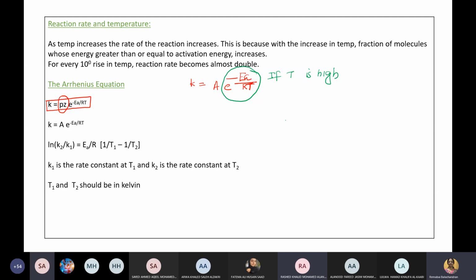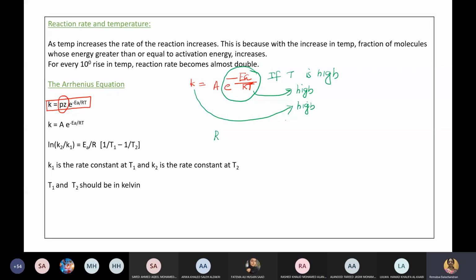Suppose if Ea is high, will this factor be high or low? It will be high because of the minus sign. Yes, very good. So if T is high, this factor is high. It's in the denominator, but at the same time, it's minus. If this factor is high, what about K? K will also be high.